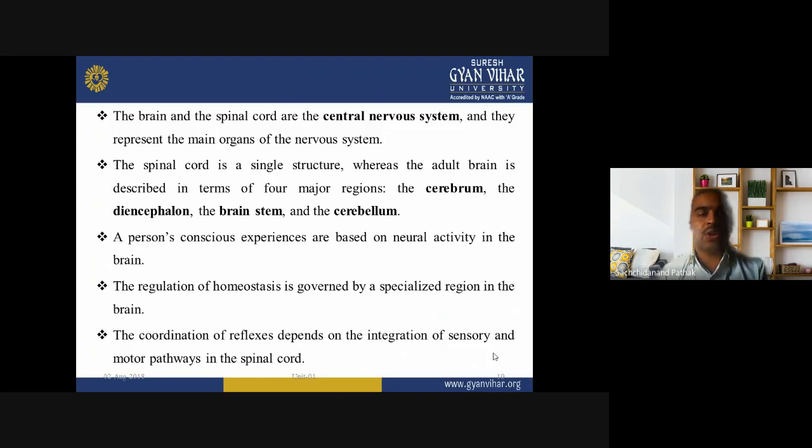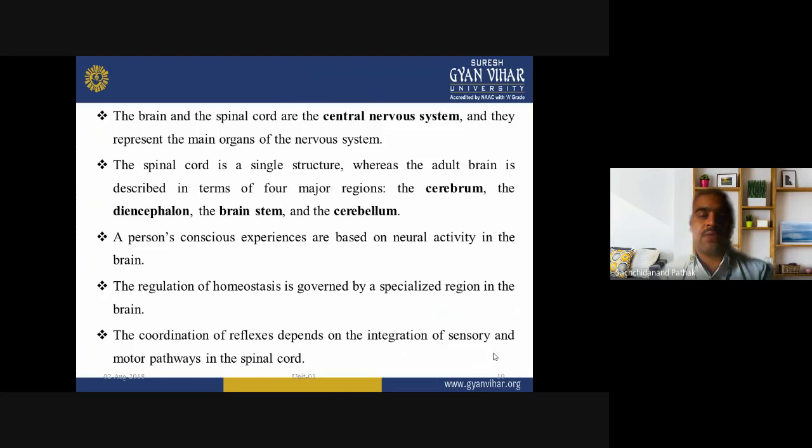Now, a person's conscious experience is based on the neural activity in the brain. Whatever we feel, think, or sense, every activity is due to our neural activity, due to neurons. The regulation of homeostasis is governed by specialized regions in the brain. Also, the organs maintaining the homeostasis, the internal environment of the body, are controlled by some specialized region in the brain.